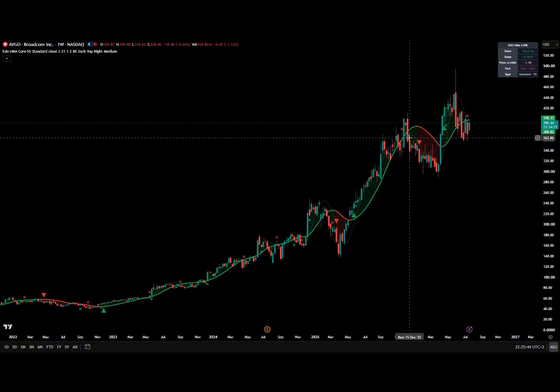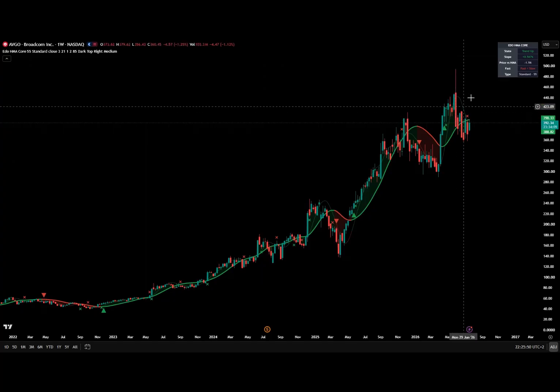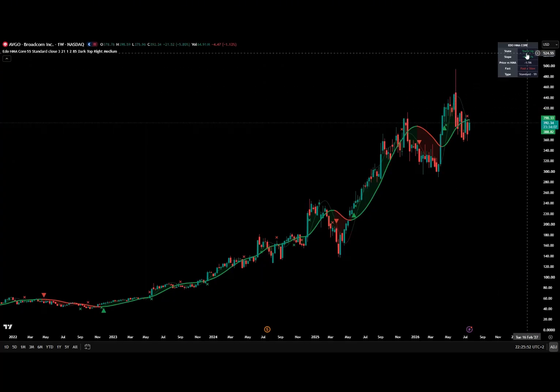This version takes that Hull average and colors it by its own slope, so the line itself tells you the direction. On Broadcom Weekly the line is green and rising, and the panel is calling the state trend up.